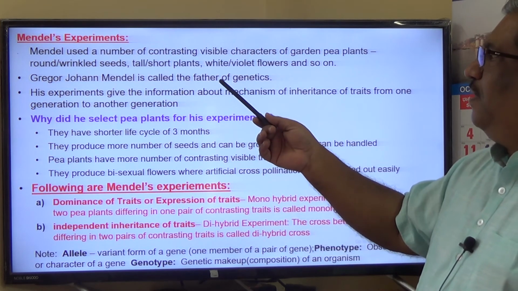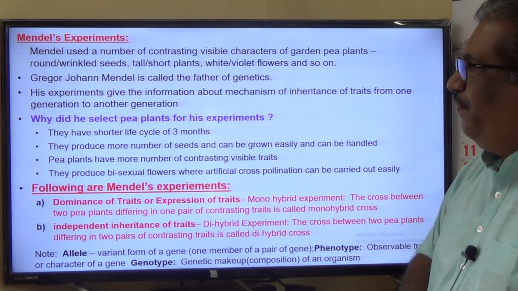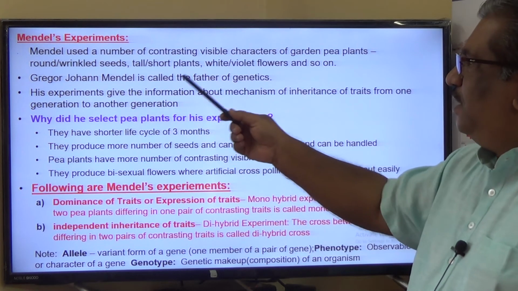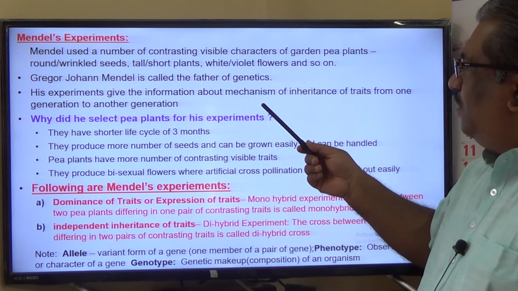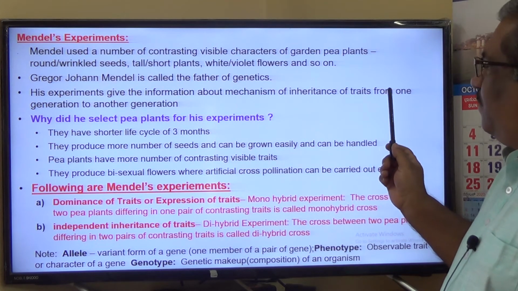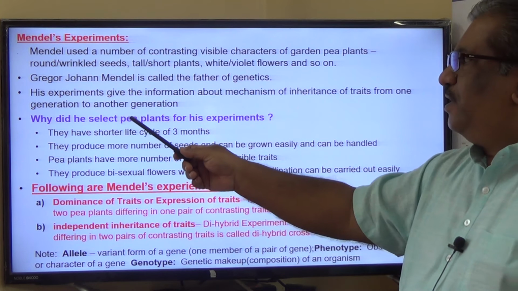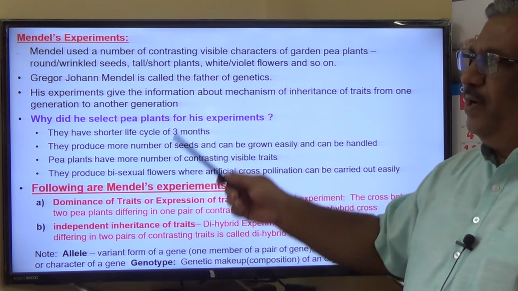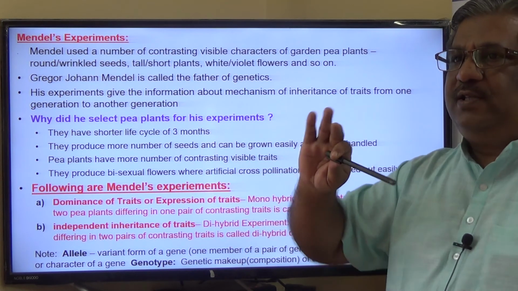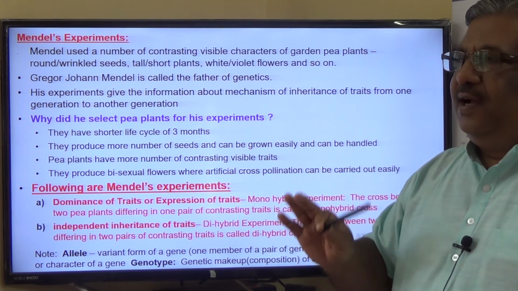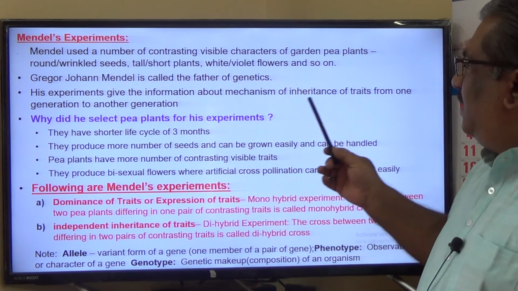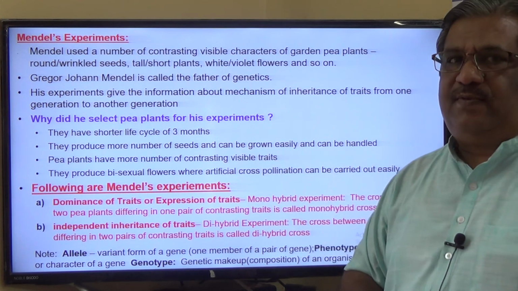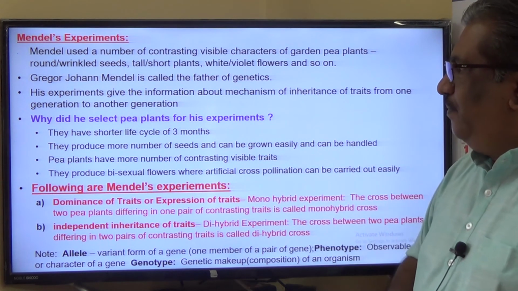So he performed his experiments on pea plants. Gregor Mendel is called the father of genetics. His experiments give the information about the mechanism of inheritance of traits from one generation to another generation. Finally, we are going to conclude what the mechanism of inheritance is, and Gregor Mendel's experiments have led to the mechanism of inheritance of the traits from one generation to another generation.